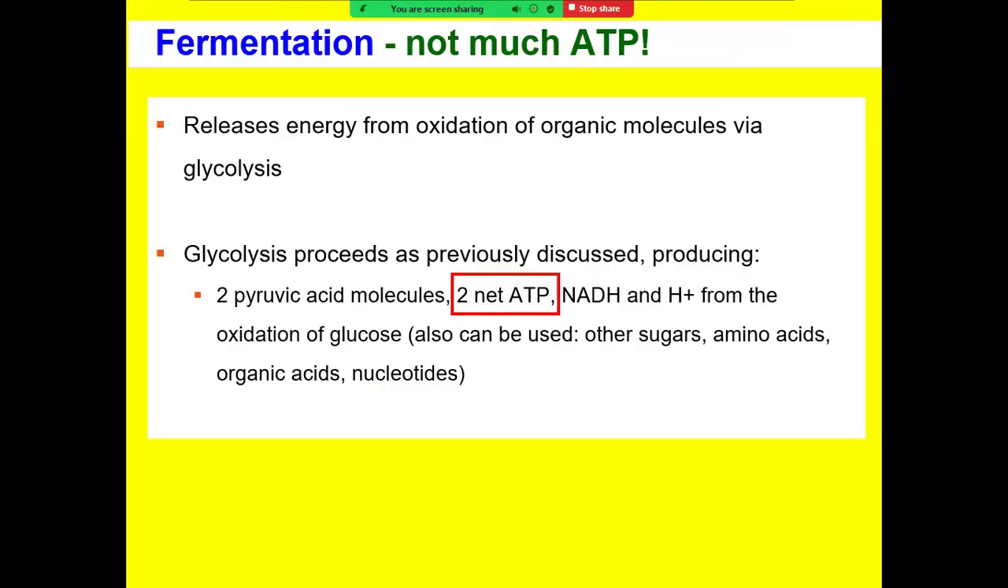All right, let's talk briefly about fermentation. In fermentation, you can generate ATP, but you do not gain much ATP. Fermentation releases energy from oxidation of an organic molecule such as glucose via glycolysis. Glycolysis proceeds as previously discussed, ending with 2 pyruvic acid molecules, a net gain of 2 ATP, and NADH. You convert glucose into 2 molecules of pyruvate or pyruvic acid.